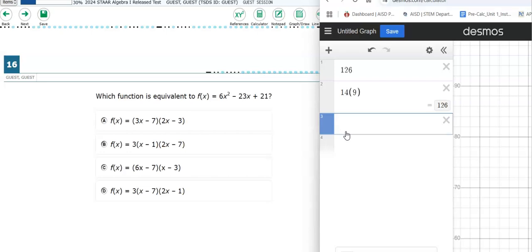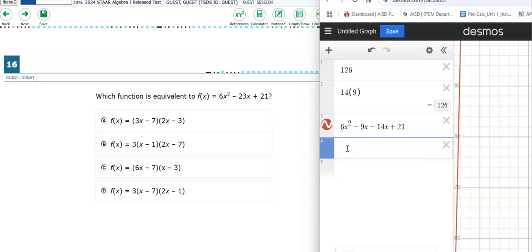So here's the deal. Okay, so I'm going to explain it the long way. The long way is like this. So let's say it says minus 6x squared, right? So I'm going to split up 23, I mean negative 23, into minus 9x and minus 14x plus 21. All right, so now we have that.